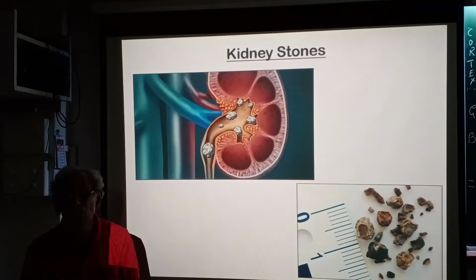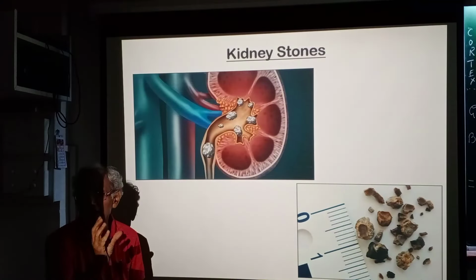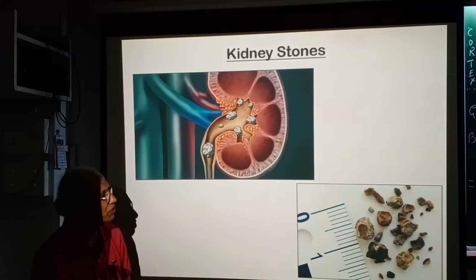They are bladder stones. Those are big stones. They are not kidney stones, but they are bladder stones.